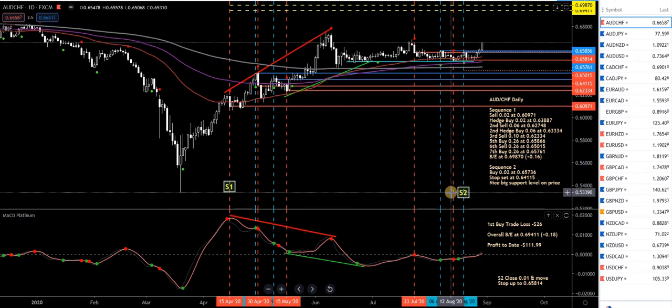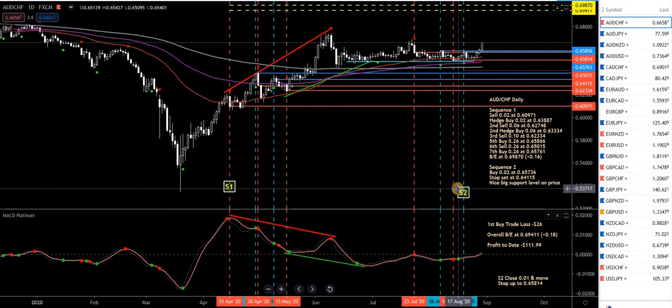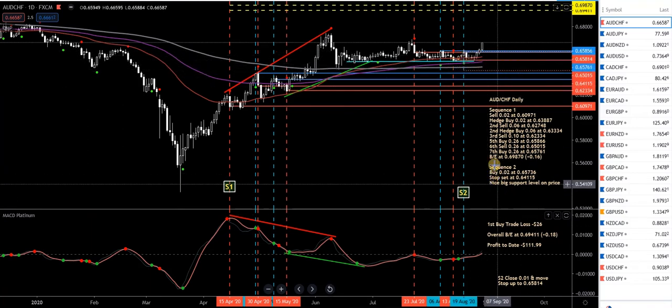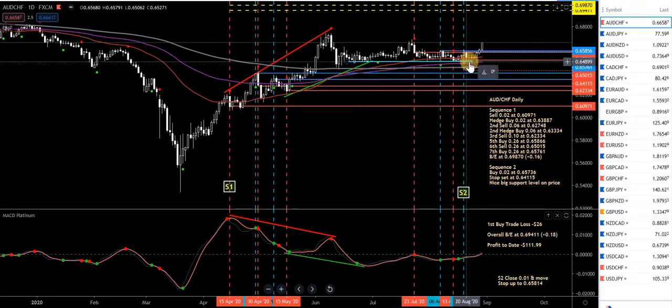Sequence 2 is my more traditional type of trading. It's a more recent one, so I've entered this trade as a buy in here. There's a stop in place down there, that's a red dotted line. You can see my notes there. Nice big support level in price. So I took that buy entry, which is in there.